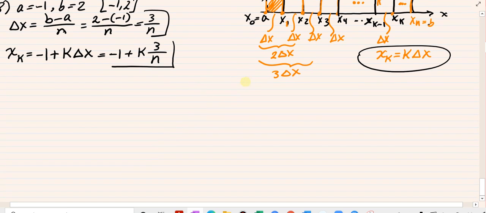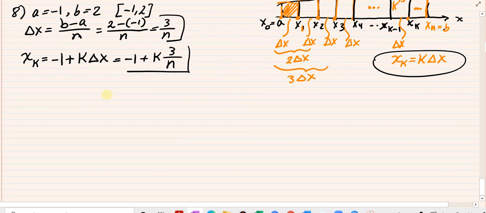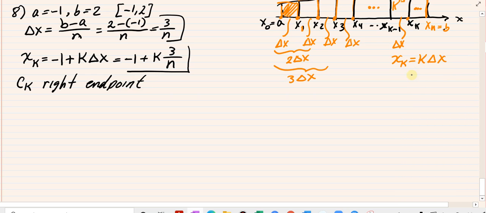Good. And then what do we need to do next? So my evaluation point, our c sub k, we're going to go right endpoint. In all of these you can go right endpoint. It's just easiest in terms of k delta x for x sub k. If you go left endpoint, by the way, then you go to x sub k minus 1 equals how many delta x's?